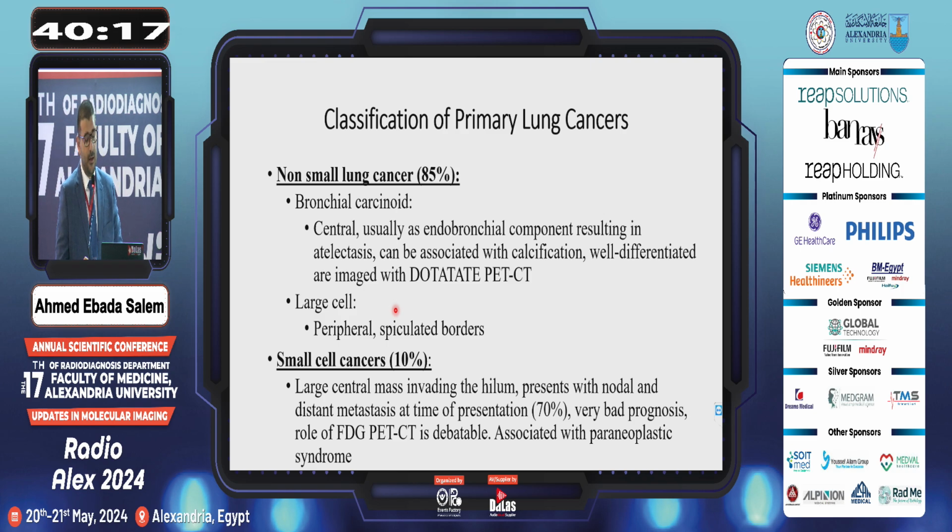Large cell represents roughly 10% of the cancers, and it's usually peripheral in location. Small cell lung cancer, although considered to be less common, is a very aggressive tumor. 70% of patients present with distant metastatic disease at the time of presentation. They have a high association with paraneoplastic syndrome, and PET-CT can be limited in these cases, as we will explain later.